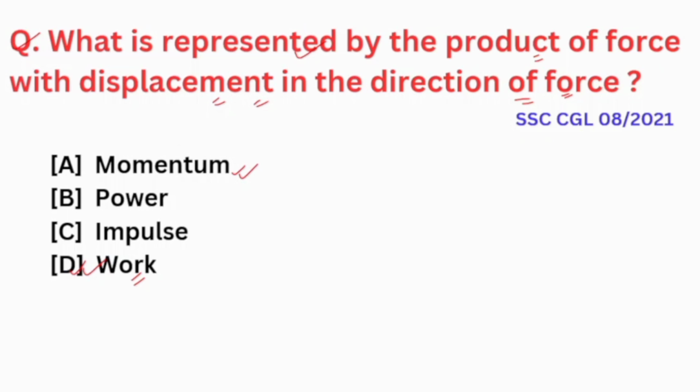Momentum can be defined as the product of mass and velocity of an object, and power is rate of doing work. Okay. And what is impulse? Impulse can be defined as the sudden force which acts over a body for a very short duration of time.